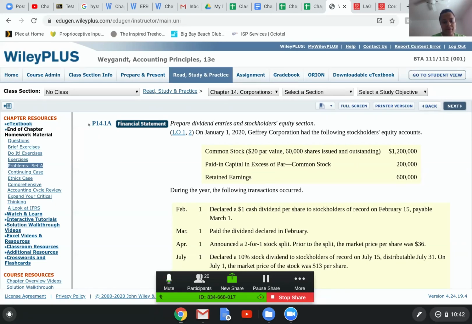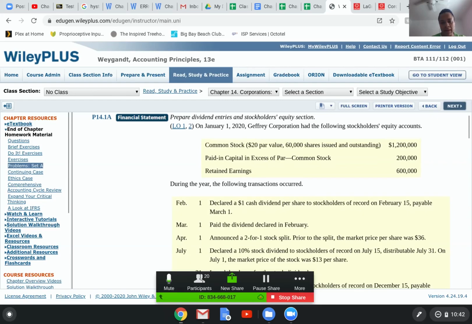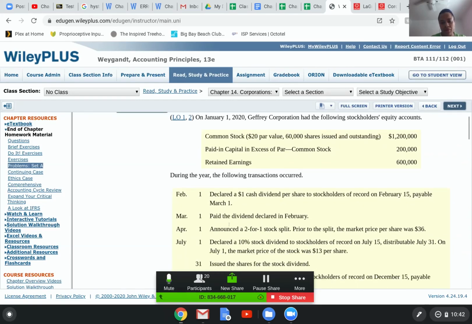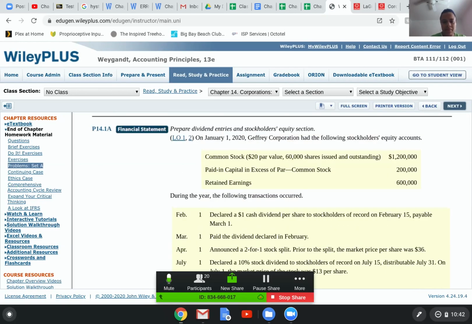So I found this problem 14.1a, and we're not going to do the whole problem. I just wanted to show you that there is a piece about a stock split. So I'll read the preamble and set this up. And then what I want us to do when we look at the stock split piece is for you guys to actually think on your own what the implications are of the stock split.